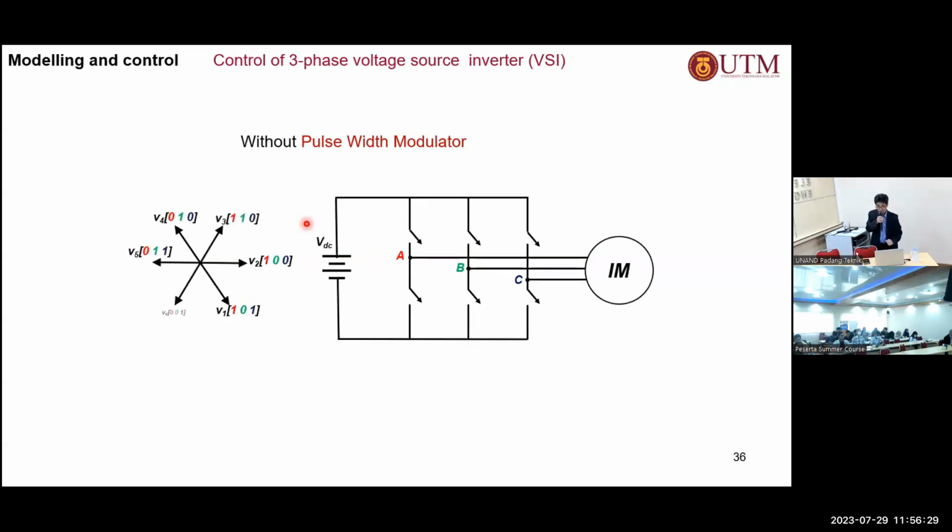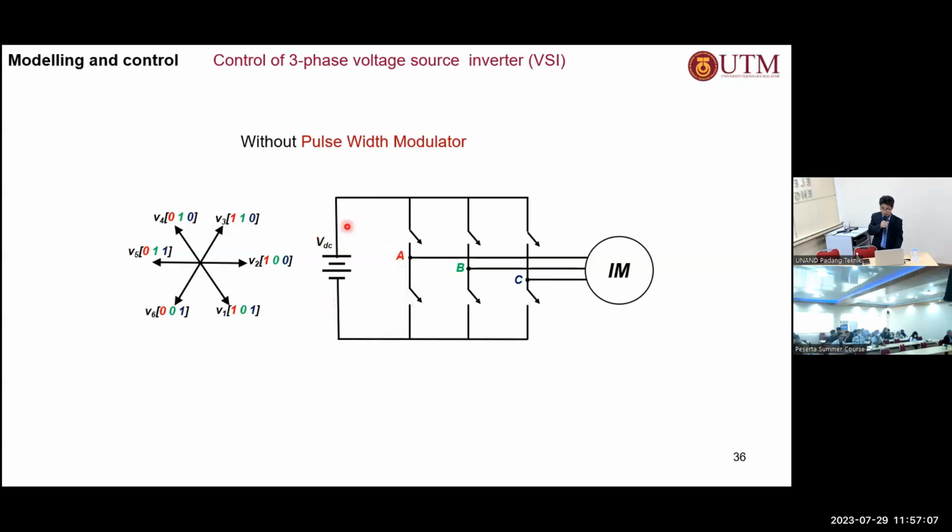So without the pulse width modulator, you can also control the voltage without using the modulator. Okay. How do you do that? You directly control the state of the switch here. All right. There are 3 legs here, and there are 2 to the power of 3 possible configurations of the switch. All right. Which means that there are 8 possible configurations of the switch. You cannot turn on the upper switch of leg A and at the same time turn on the lower switch of leg B. Why? Because that will cause a short circuit of the supply.